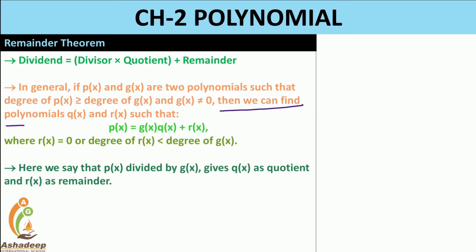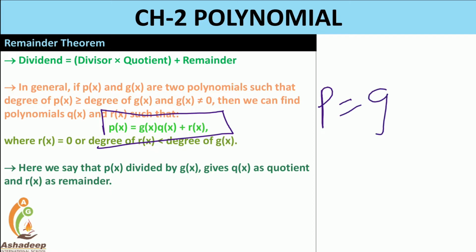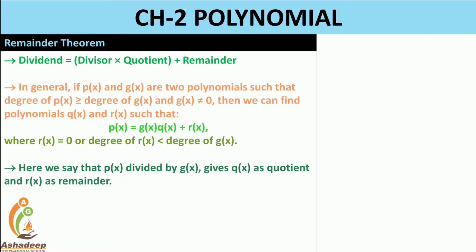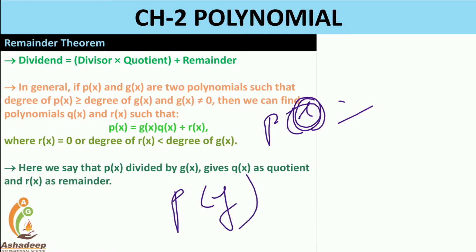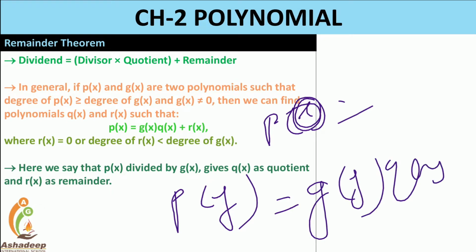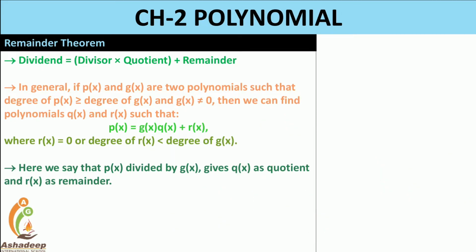Then we can find the polynomials q of x and r of x such that, as we are already talking about here, p is equal to g into q plus r. But here it is written in the form of p of x. P of x means the variable is x. If I write p of y, then it is in the variable y. So g of y into q of y plus r of y. In that manner, r of x is equal to 0, or the degree of r of x is less than the degree of g of x.